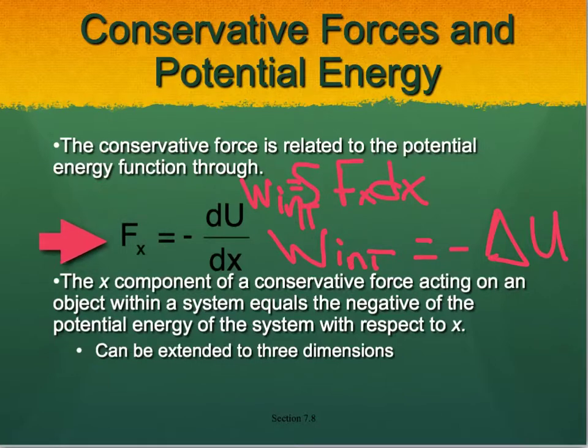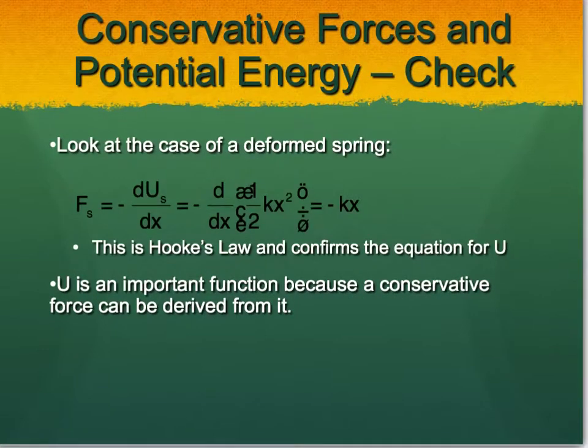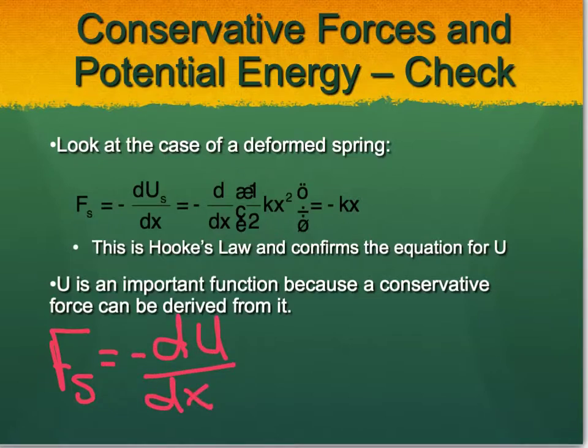to find Fx, I could just take the derivative of potential energy U. So if we wanted to find the conservative force, we can relate it to the potential energy function by saying that Fx is simply equal to the derivative of potential energy with respect to x. Okay, so again, let's go through and see how these things are related. Let's look at the example of a deformed spring. So we can say Fs equals what we've supposedly said, negative dU over dx.